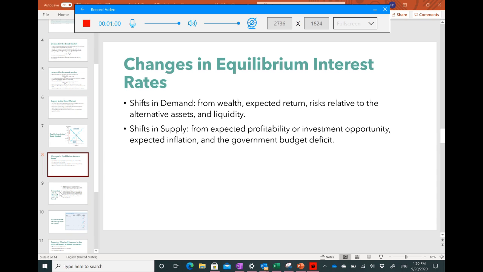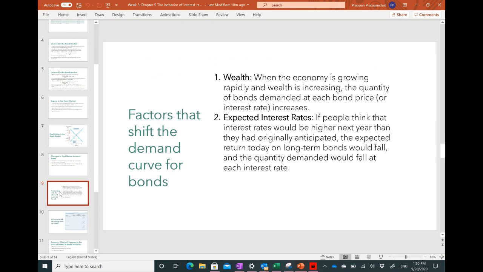Let's take a look on the demand side first. The factor that can shift the demand curve for bond, the first one, wealth. When the economy is growing and the wealth is increasing, quantity of bond demanded at each bond price will increase. That's why you will see the whole shift of the demand curve, shift the whole curve to the right if the economy is expanding. If we are in recession, you can expect to see the demand shift down or shift leftward.